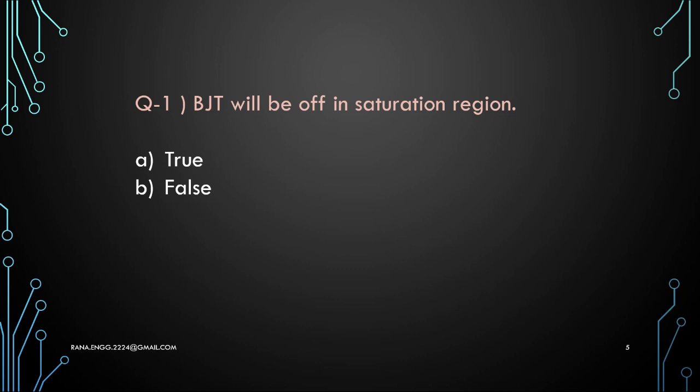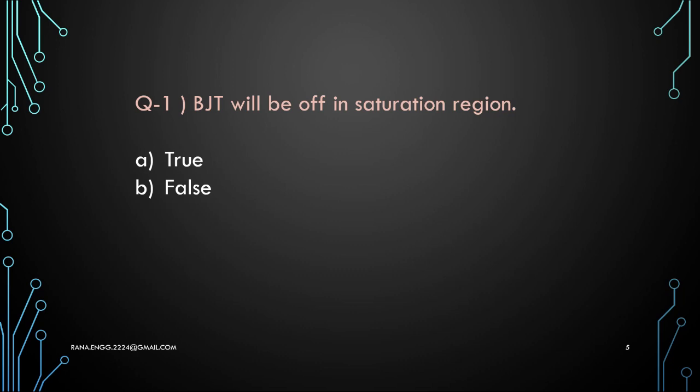We have two parts of the transistor circuitry: input and output. Input side is always forward bias, output side is always reverse bias to keep it in active. What happens in saturation region? You have to put your answers in comment. Okay, your time is up.